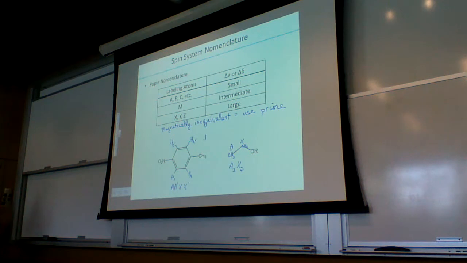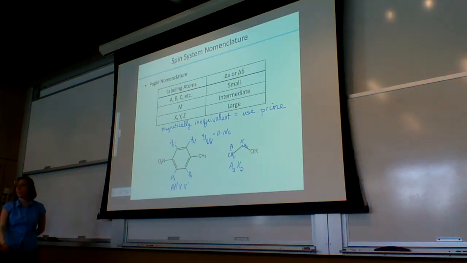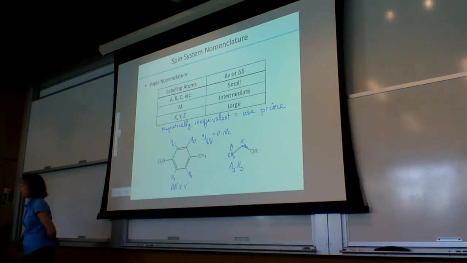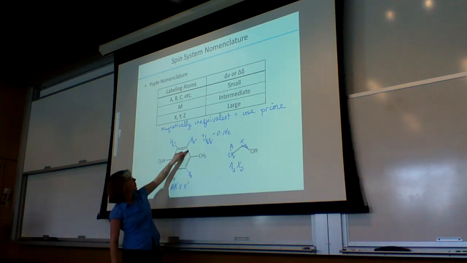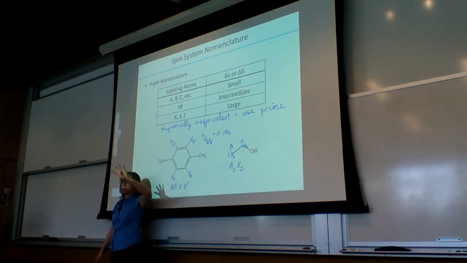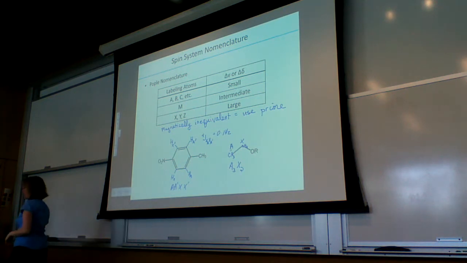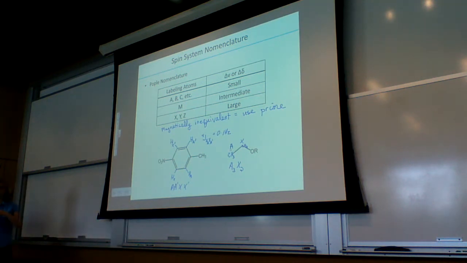And if you remember, a J4 coupling is going to be the A to A prime. And it's going to be probably between 0 and 1 hertz. In order to see that, you'd have to zoom way in on the spectrum to see it. Why is it J4? Why is there a 4 there? 1, 2, 3, 4 bonds. Yep, the 4 indicates how many bonds it is between them.